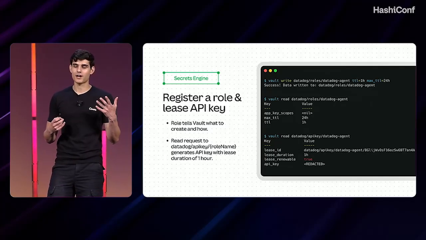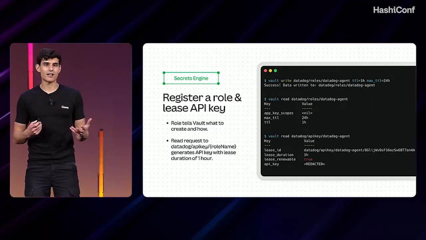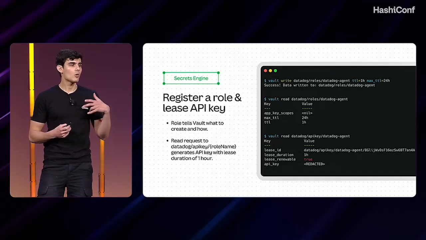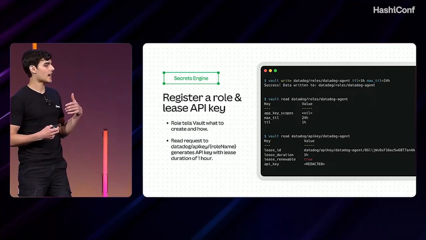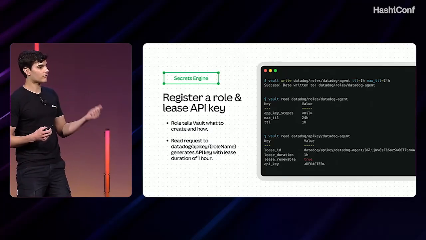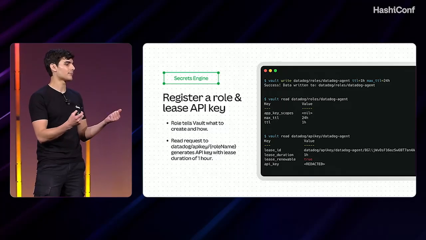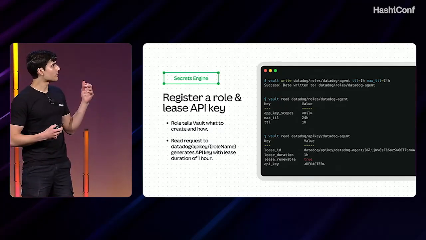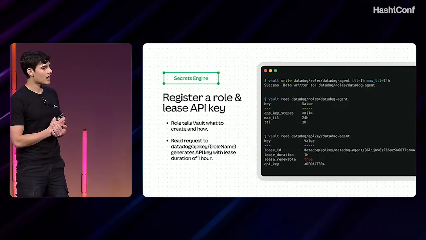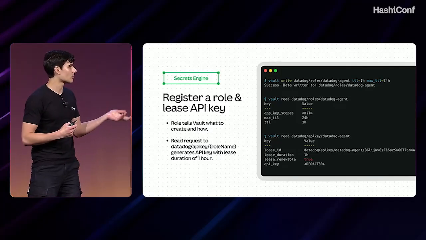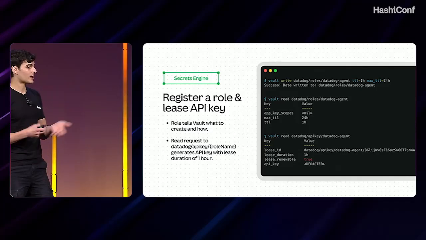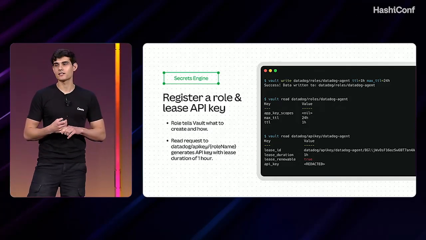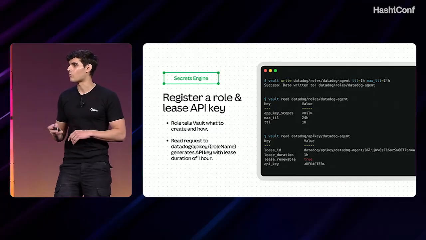Alternatively, if we were actually creating an app key, which allows the bearer to perform management actions against the Datadog API, we need to also provide a set of scopes which tell Vault the set of permissions that the app key should have. Once a role has been registered, we poke the datadog/api-key endpoint that's associated with the role, as you can see on the screen, and we have dynamic secrets. We can see that we returned a dynamic API key that's got a lease duration of 1 hour.